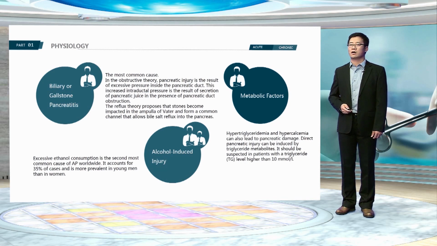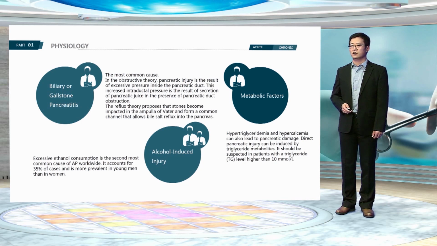The second cause, alcohol-induced injury. Excessive alcohol consumption is the second most common cause of AP worldwide. It accounts for about 1/3 of the cases and is more prevalent in young men than in women.